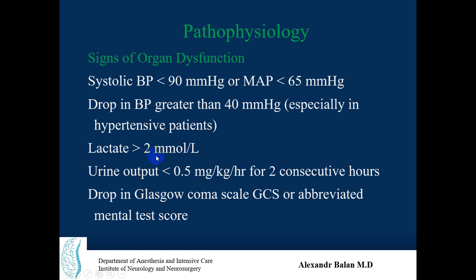Lactate level more than 2 millimoles per liter is an indication of hypoperfusion. Urine output less than 0.5 milliliters per kilogram per hour for 2 consecutive hours. Drop in a Glasgow Coma Scale score, or another abbreviated mental test score.